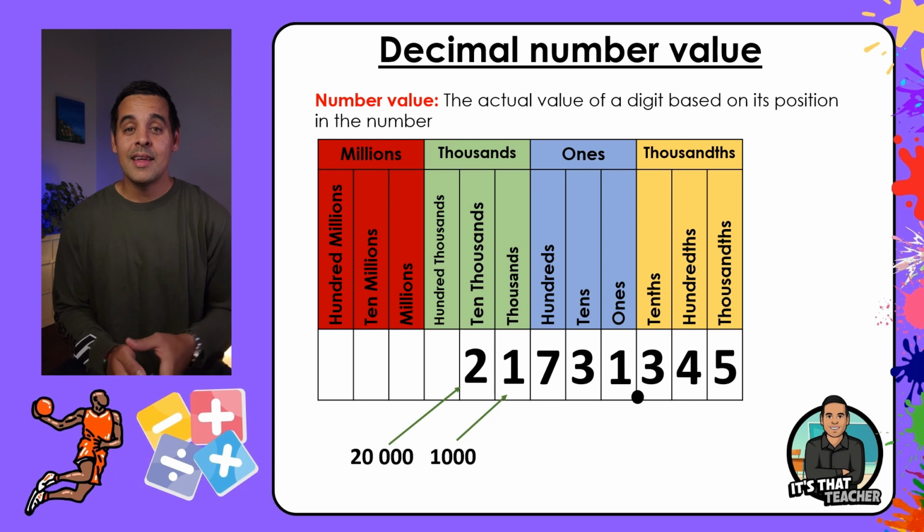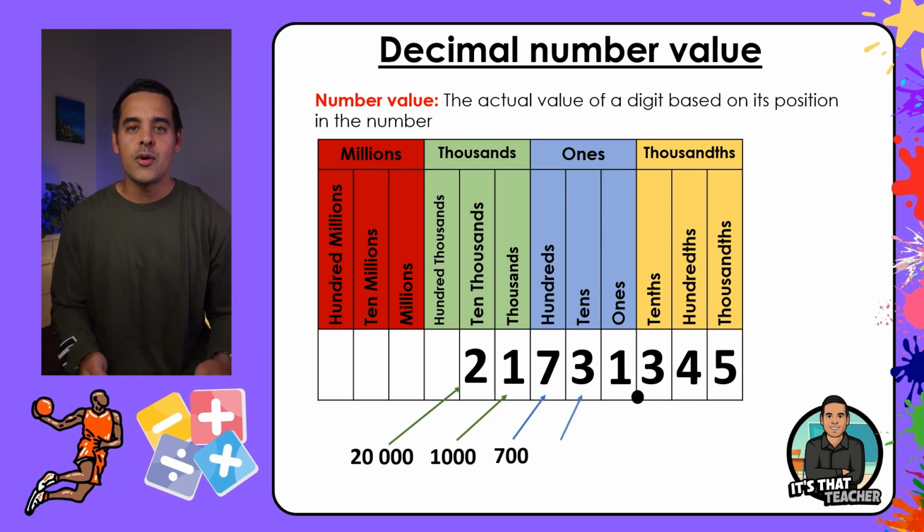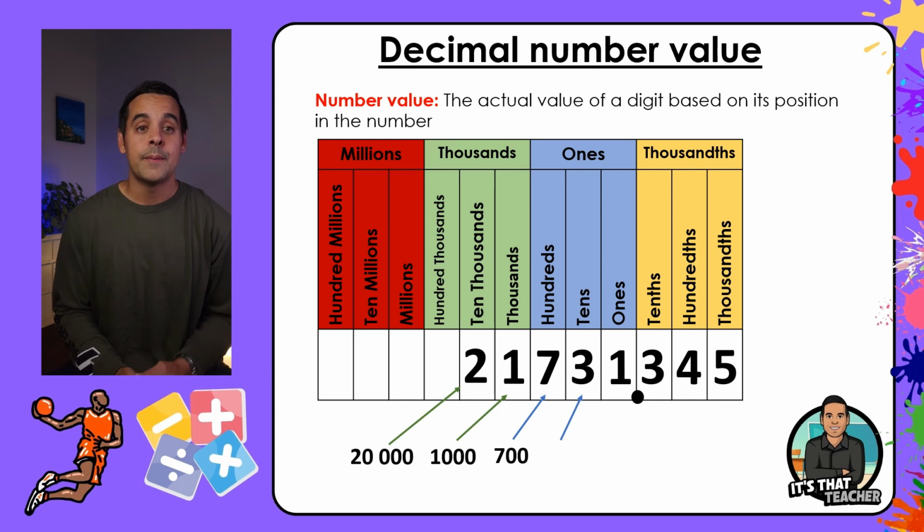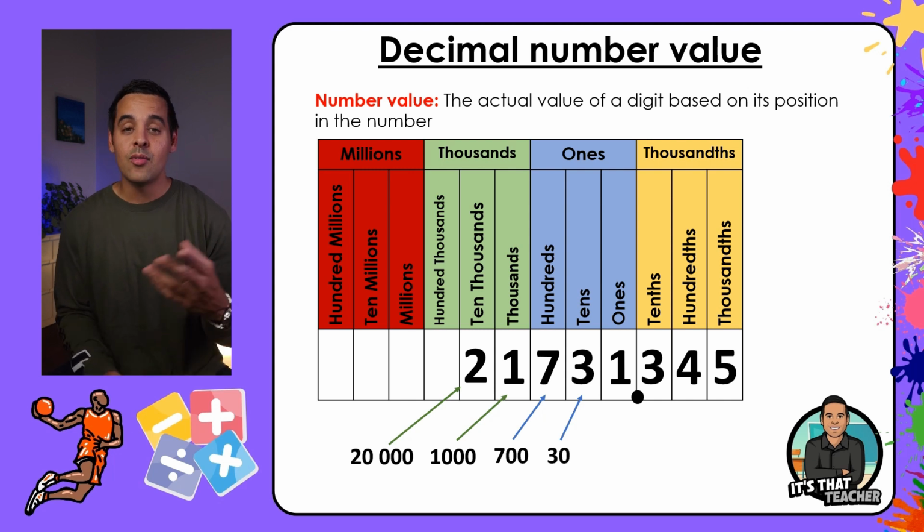There's a 7 in the hundreds column, that would be 700. Now, 3 in the tens column, that would be 30. 10, 20, 30. There's 3 tens, that would be 30. Finally, there's 1 in the ones column, or in some countries they call it the units column. So the number value of that would be 1.